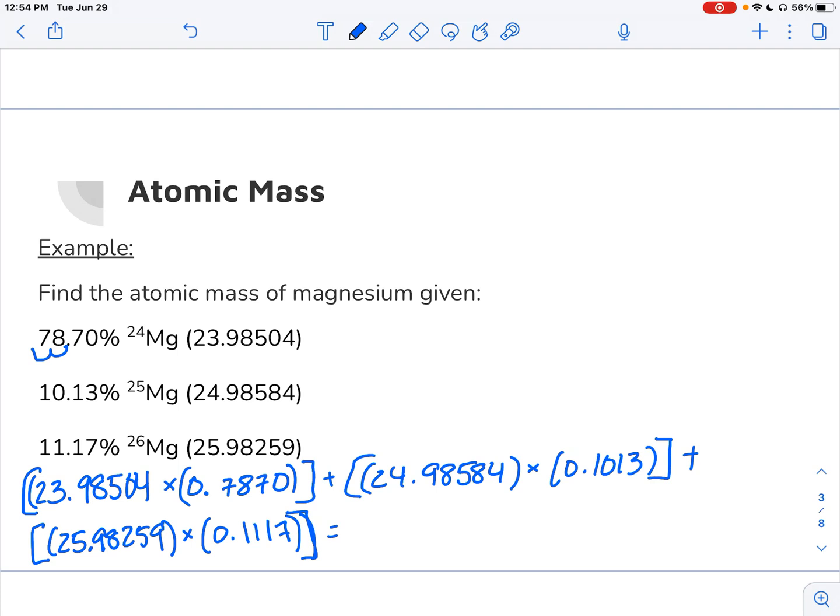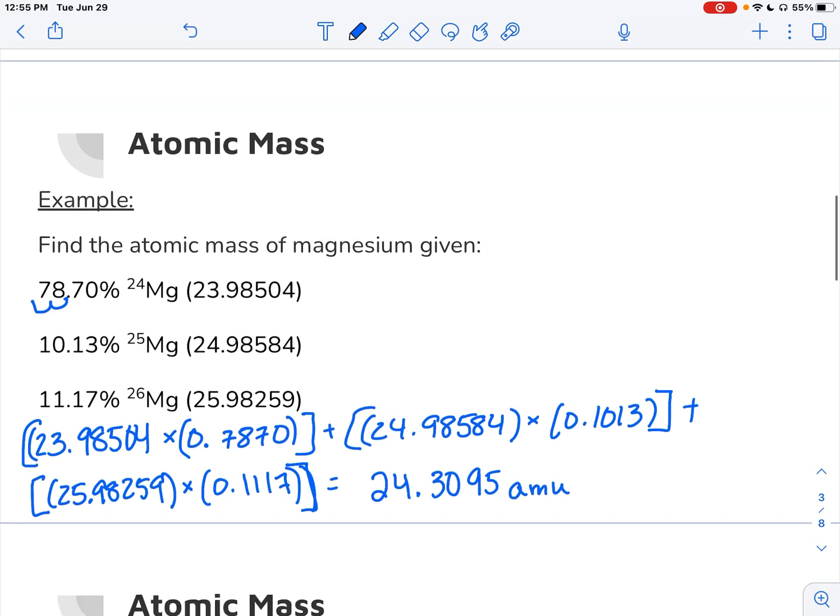So then when you do that out, you just do it out on your calculator and you get 24.3095. The unit for that is something called AMU, which stands for atomic mass unit. You also might just see U sometimes because you already know it's the atomic mass. That's what the problem said. So you might see U, but usually you'll see AMU, atomic mass unit. So the unit for atomic mass is AMU.